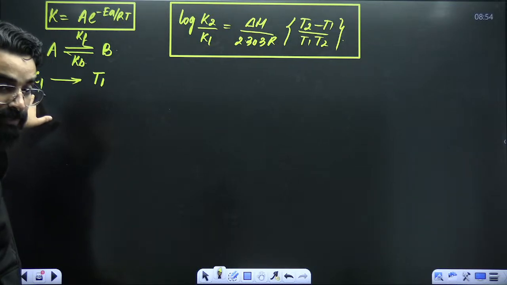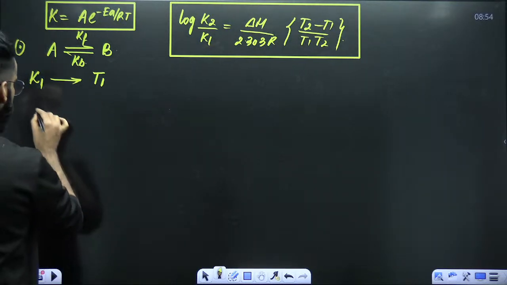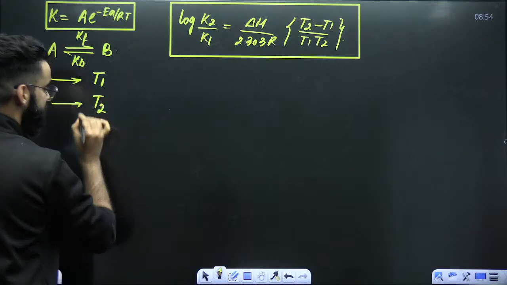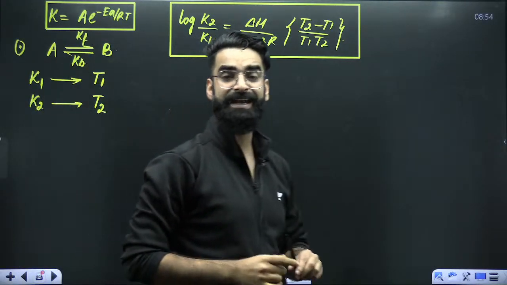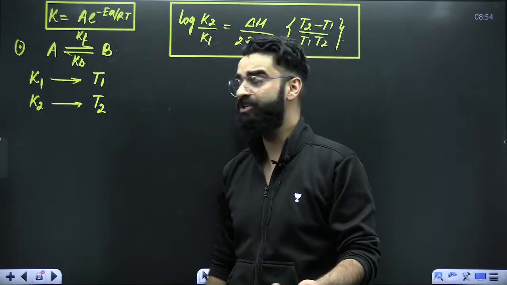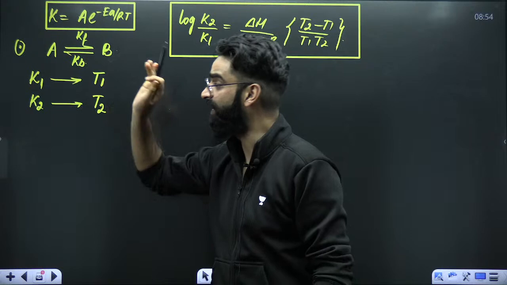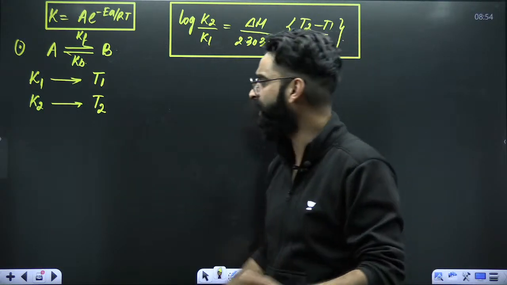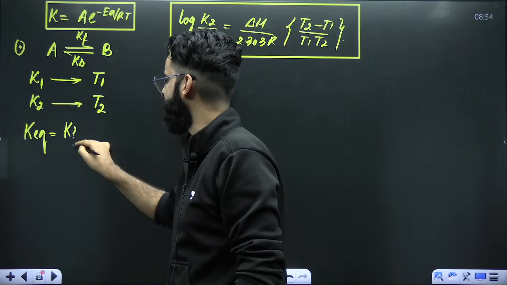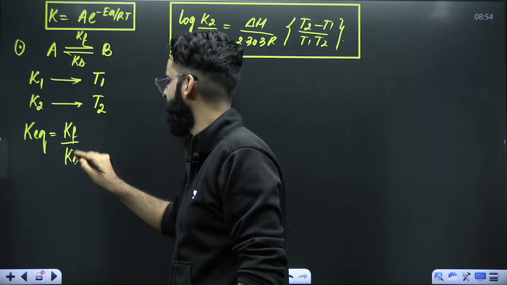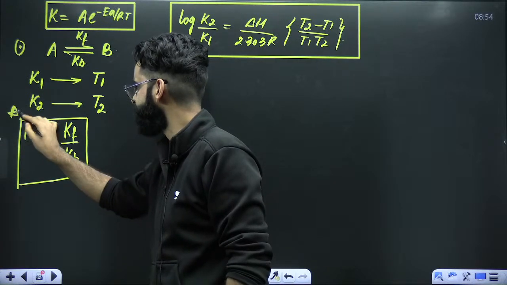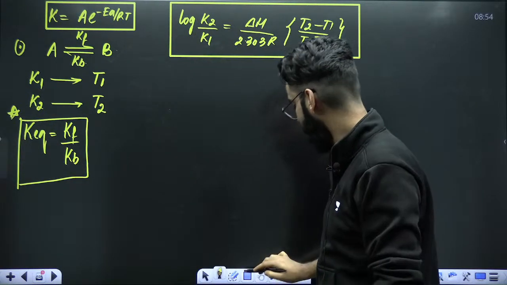This is something which I'm assuming, right? Similarly, its equilibrium constant, for example, is K2 when the temperature of the reaction is T2. Now, in general, if I ask you what is equilibrium constant? Equilibrium constant is nothing but the rate constant of forward divided by the rate constant of backward reaction. Something which you already must be knowing. Correct? Now, guys, here the points are.